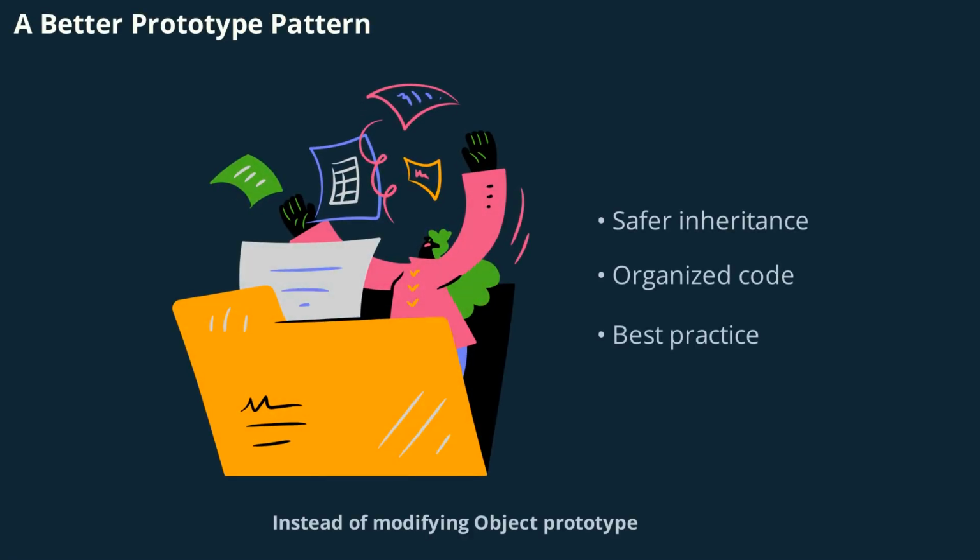Instead of modifying Object.prototype, define your own prototype object with shared methods. Then, use Object.create to make new objects that inherit from this prototype. This keeps your code safe and organized, and only your intended objects get the shared methods. It's a best practice for both factory and constructor patterns.